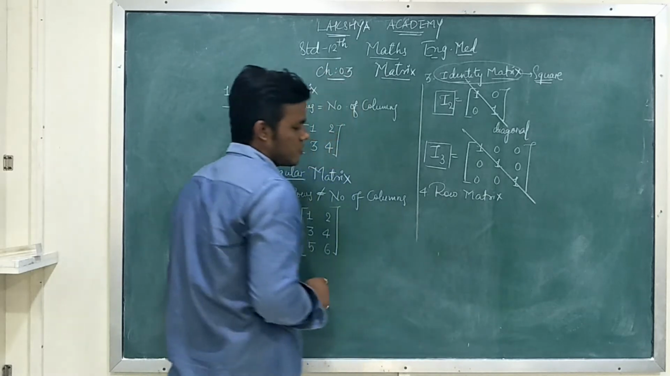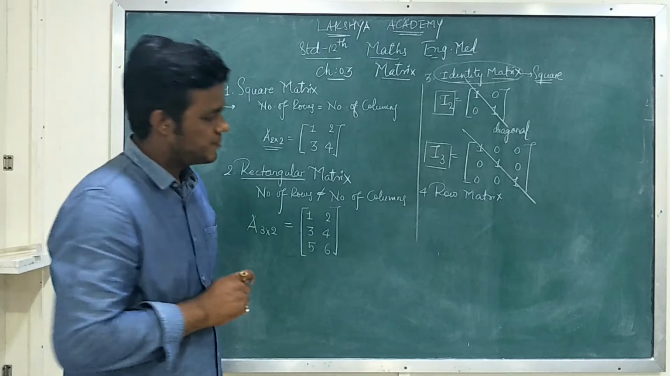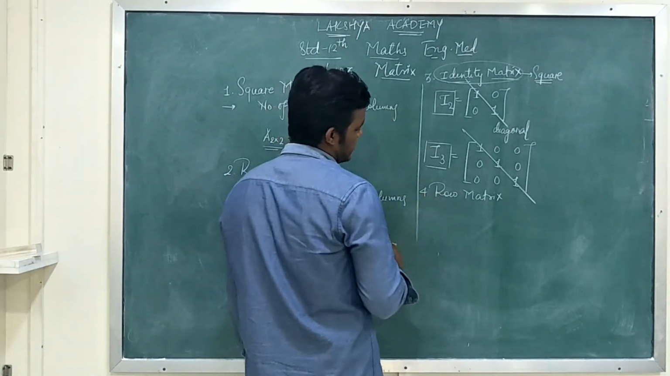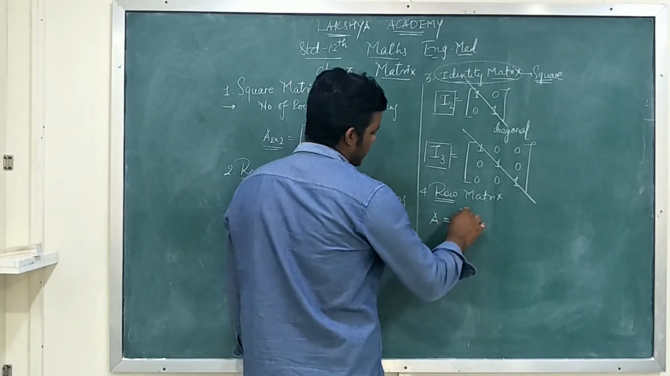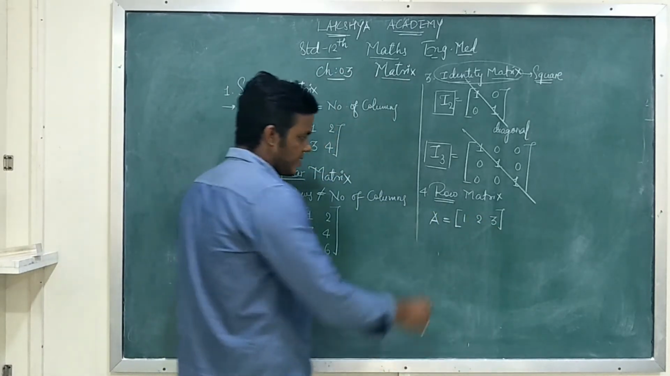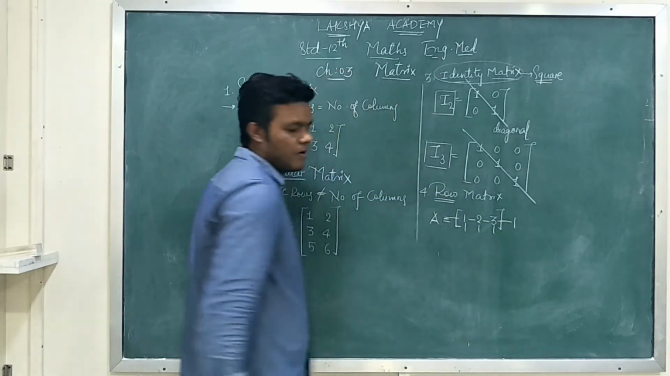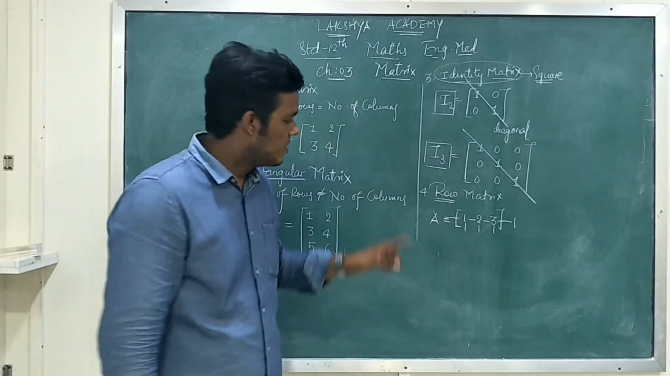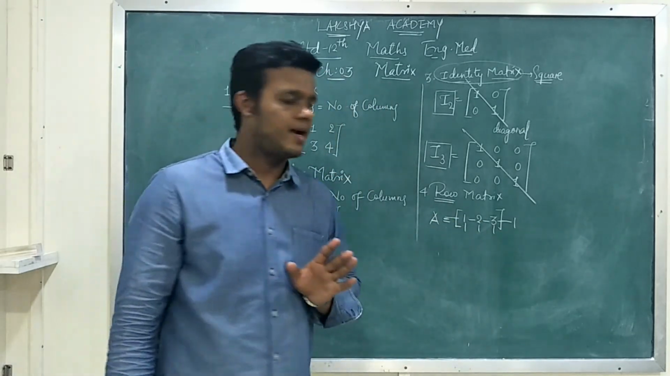What is a row matrix? Row matrix is a matrix having only one row and more than one column. Whatever the columns it has, it should have only one row. So suppose the matrix A equals 1, 2, 3, and here you can see that it has only one row and 3 columns. We don't have to do anything with the number of columns in a row matrix, but the condition is it should have only one row, right?